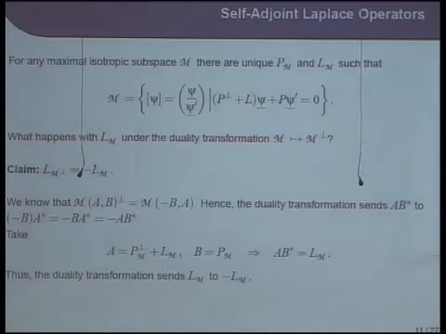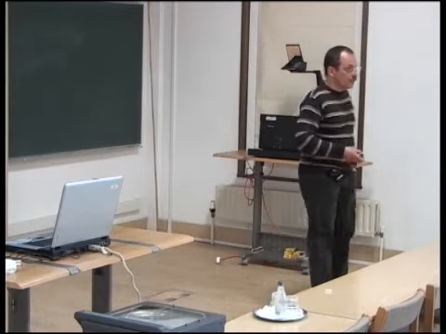So now let's put A taken from the Kuchment parameterization, B taken from the Kuchment parameterization, and calculate. It's the operator L. And the second one is operator minus L. This means the duality transformation changes the sign of the operator L.